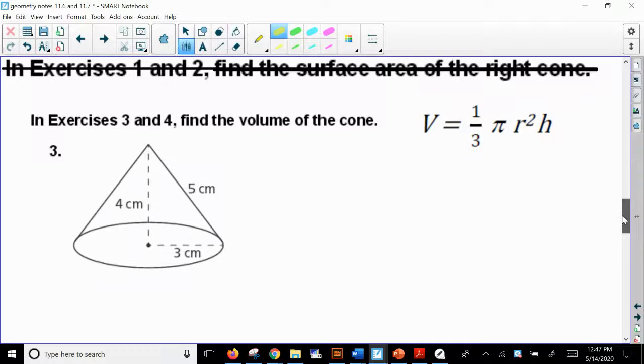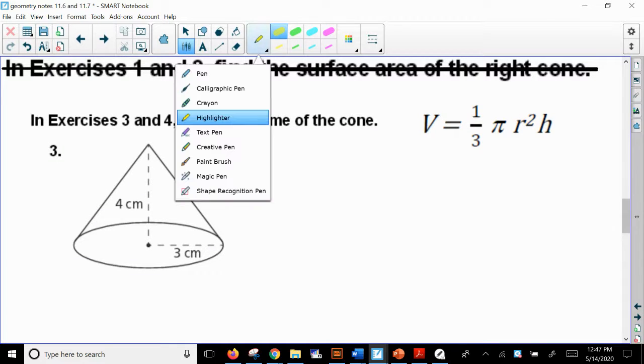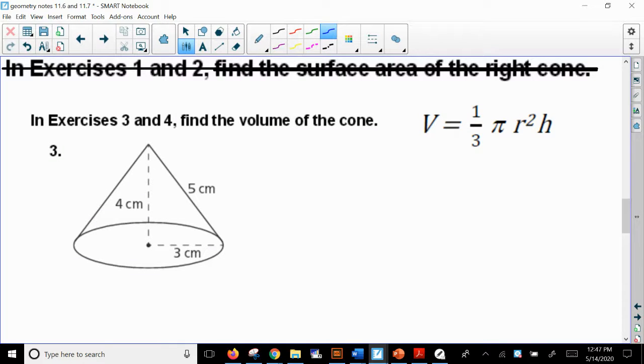So right here, we're going to find the volume of the cone. So let's see. What did they give us? They gave us this is our radius. Okay? Remember, height is straight up and down. This is our height.